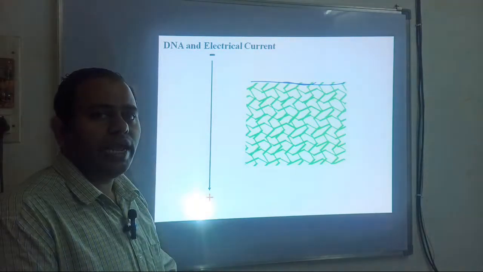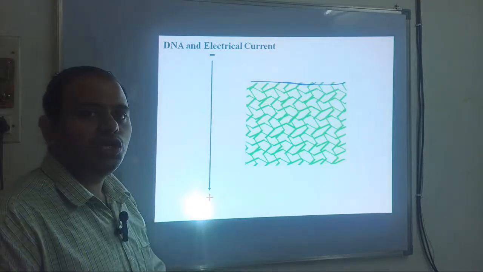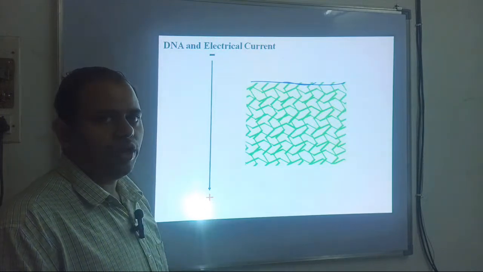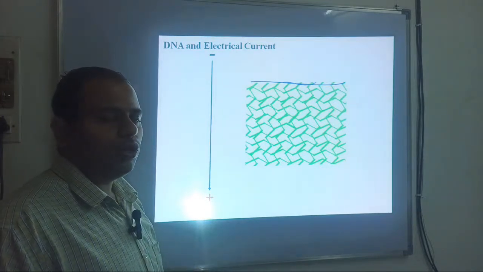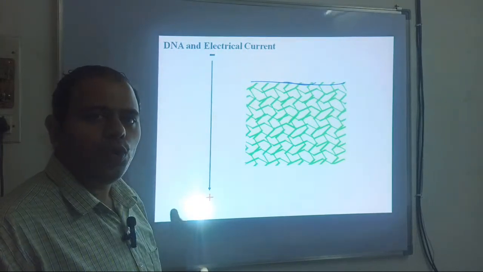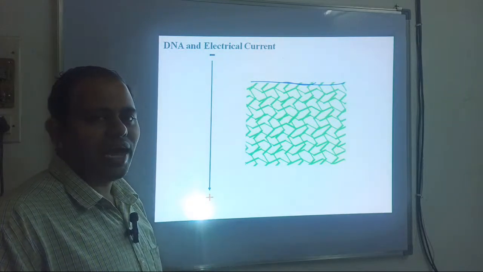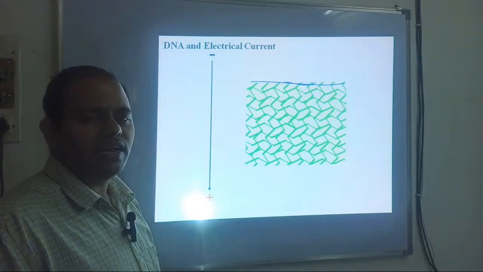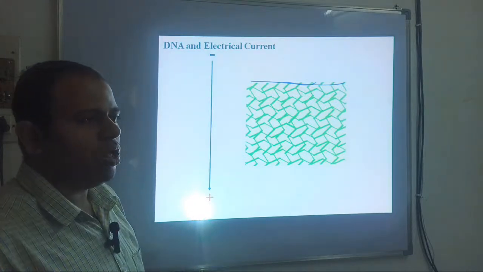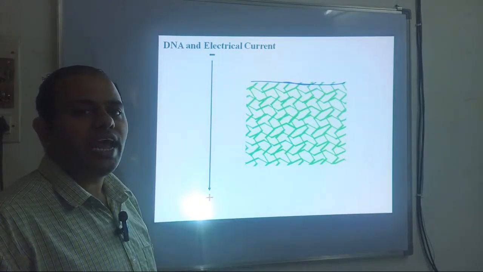Now, DNA does not have any fluorescence of its own, so you have to put a fluorescent dye into the agarose. After boiling, when the agarose is slightly cooled, you have to add a dye called ethidium bromide. You can use other dyes also, such as acridine orange, but generally ethidium bromide is used. This dye helps to visualize the DNA under UV.